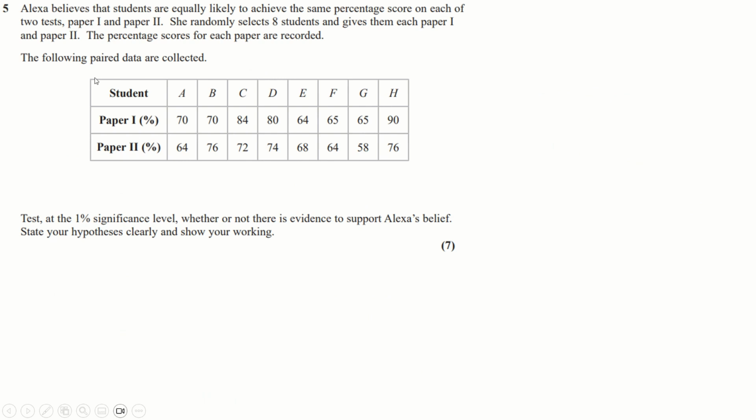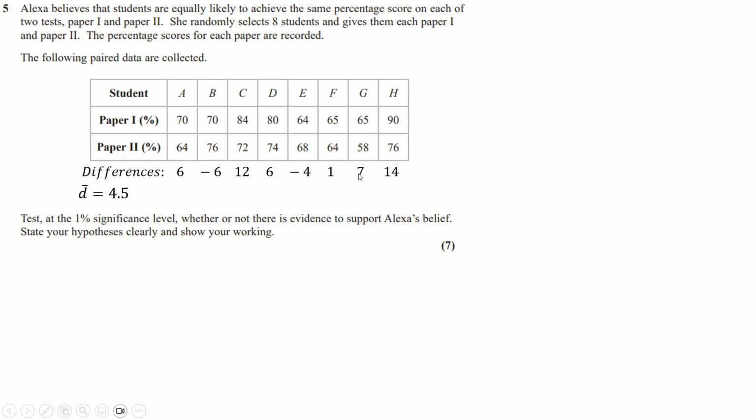Anyway, Alexa believes that the students are equally likely to achieve the same scores in two different papers. All the scores are given here, and we're going to test this. So, firstly, I just worked out some differences, obviously. So this minus this, this minus this, this minus this, and so on. We get all this. And then you can work out the mean of those differences.